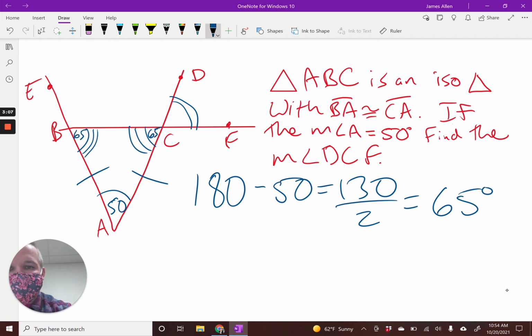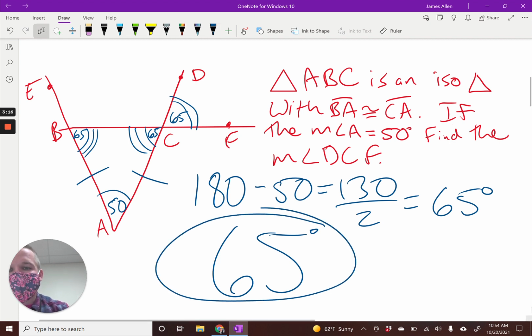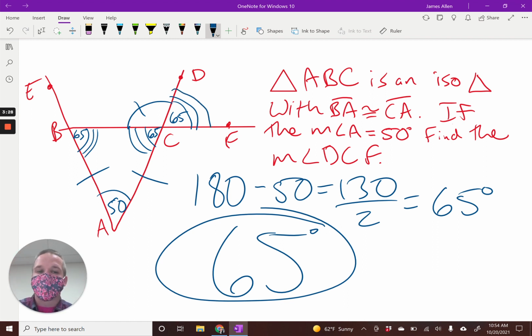And if that's 65, the angle that is vertical to that, the vertical angles are going to be congruent, so 65 degrees is my answer. Had I asked for, say, this one right here, I could do 180 minus 65 because they are supplementary to each other and get 115. But this one asked for the angle that was vertical. I can go ahead and mark it with the same congruent marks now, too, because they all are congruent.